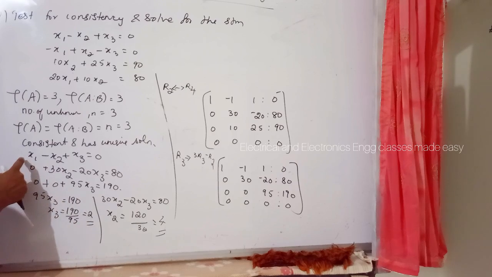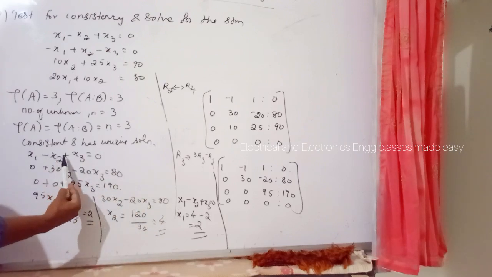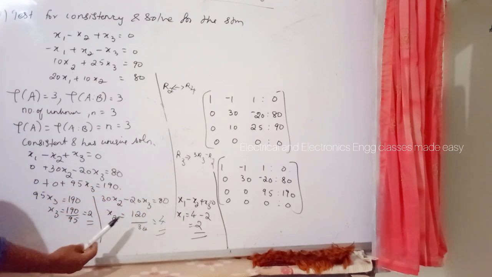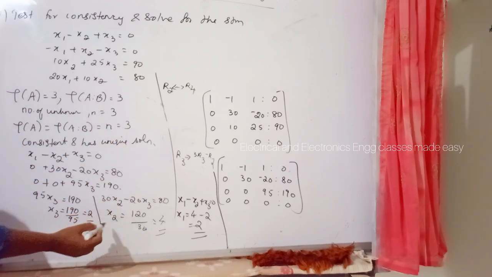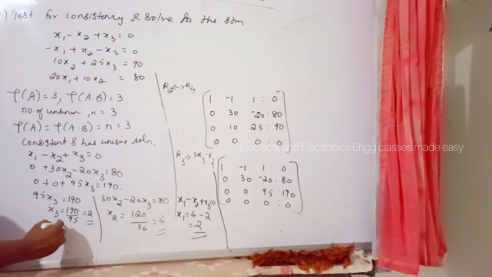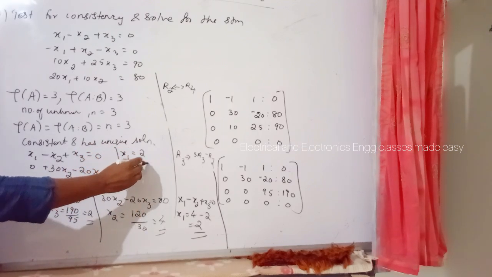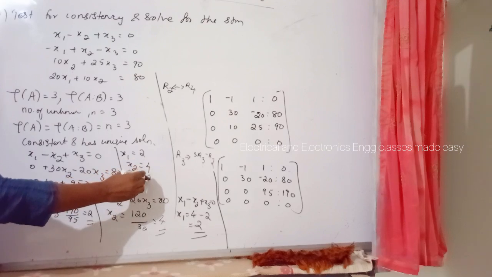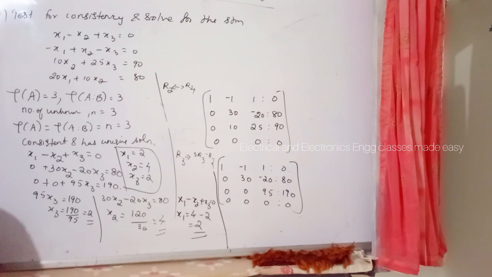Then to get x1, take the first equation. From the first equation we get x1 minus x2 plus x3 equal to 0. So x1 is equal to 4 minus 2, and that is equal to 2. So here the solution is x1 equal to 2, x2 equal to 4 and x3 equal to 2. This is the solution of the given equations.